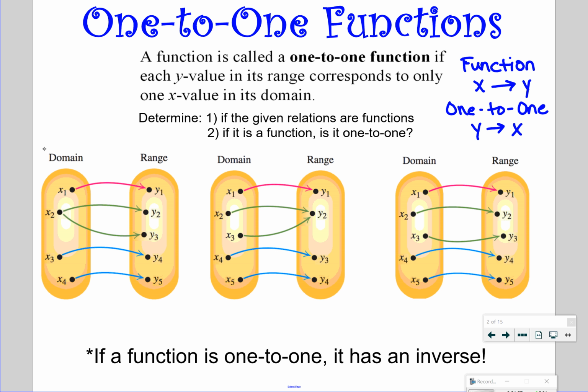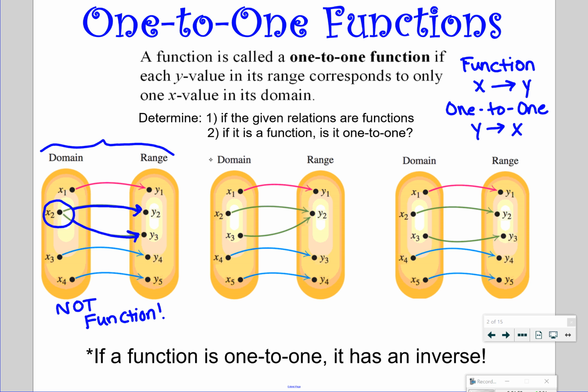So let's look at this first diagram here. We have our set of domain elements, which are our x's, and our set of range elements, which are our y's. If we're looking for something to be a function, we want each x to go to exactly one y only. And you'll notice that x2, that x value, goes to two different y values. So that makes it not a function. Okay, so that was the test we were looking at before.